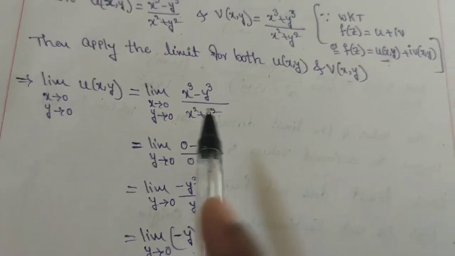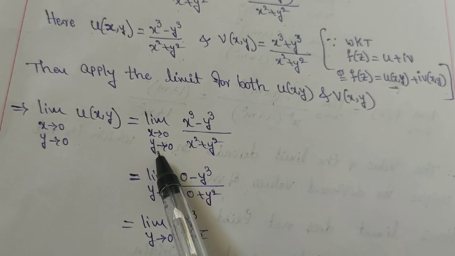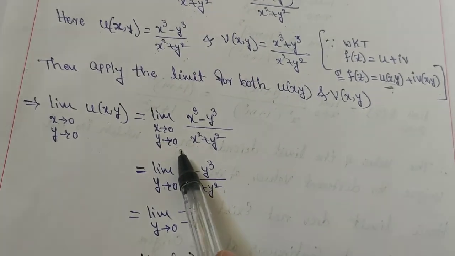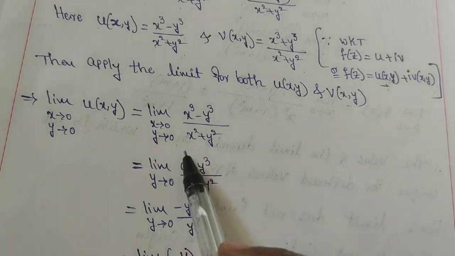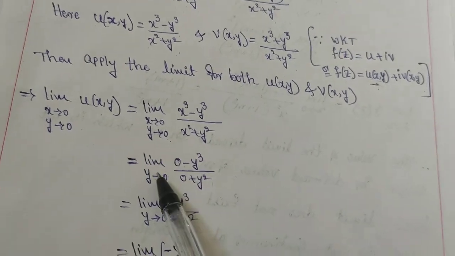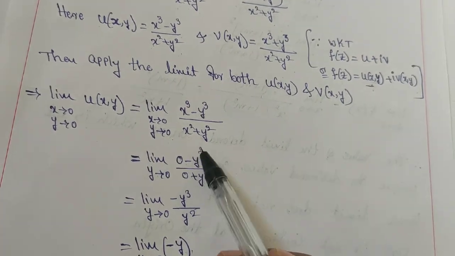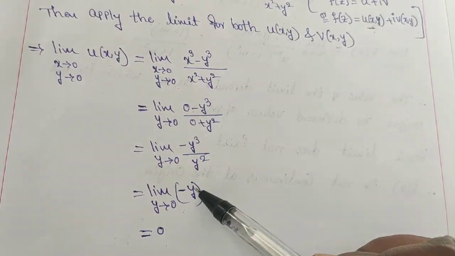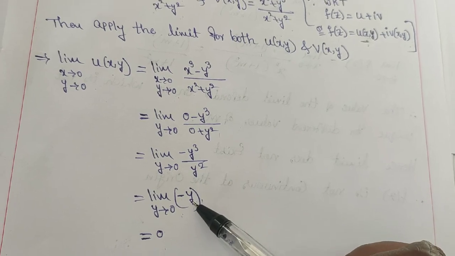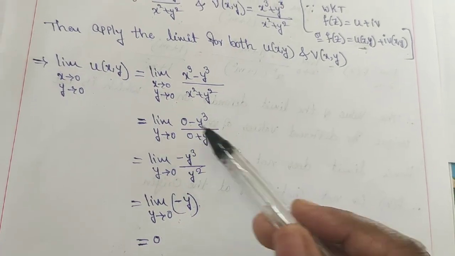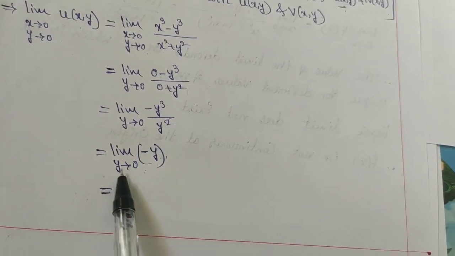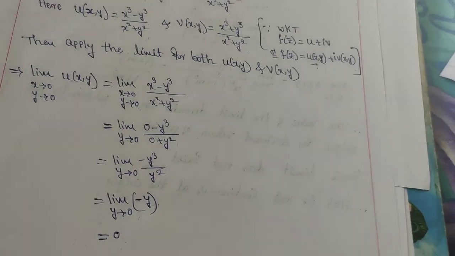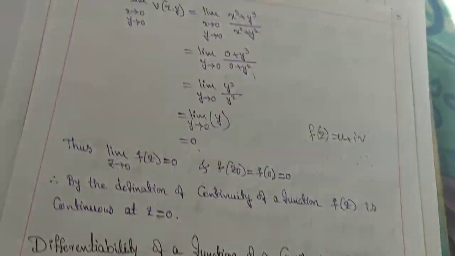Next, apply the limit x tending to 0, y tending to 0. We can choose any one first. I choose x tending to 0 first. That means the x value becomes 0. What remains? Minus y cube by y square. So y square cancels, and I got minus y when x tends to 0. Next, apply the limit y tending to 0. It becomes 0.